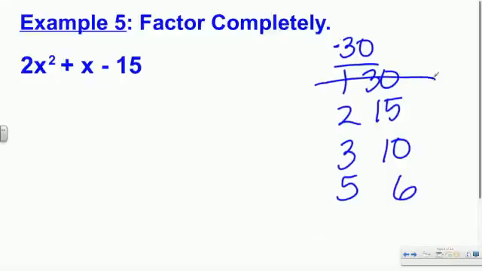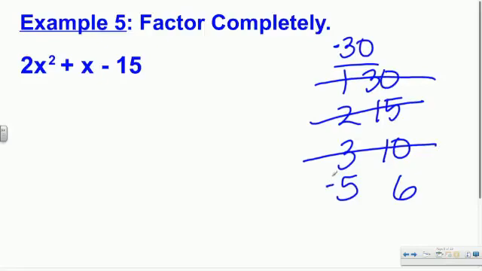2 and 15, if the 2 were negative, the answer would be 13. And if the 15 were negative, the answer would be negative 13. So that's not it. 3 and 10, if the 3 were negative, it'd be 7. If the 10 were negative, it'd be negative 7. So nope. Okay, so here, we know it has to be this pair, but which one's negative?